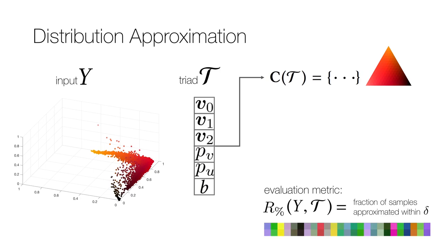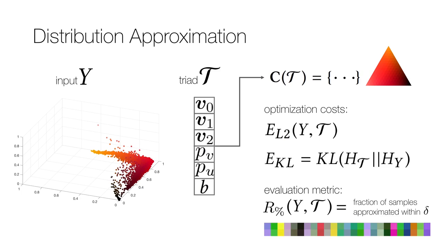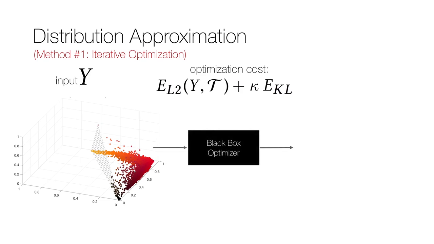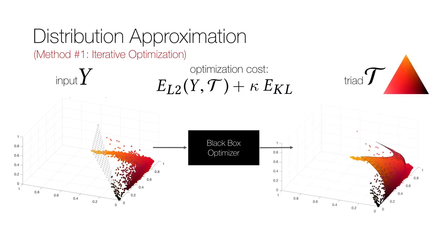However, this metric, due to an indicator function, is difficult to use in an optimization procedure. We therefore rely on two different costs during optimization, namely an L2 reconstruction loss between the input samples and their best reconstruction using the triad. And additionally, we use KL divergence to discourage the solution from containing many colors that are irrelevant to the input set of colors. The color triad formulation, along with these costs and an initial guess, is amenable to optimization with a black box iterative optimizer, which is used to compute the resulting color triad parameters.